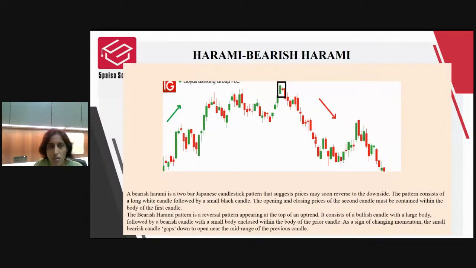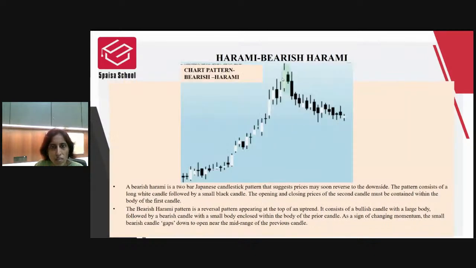As you can see, over here is another example of a bearish harami. You see it's in the uptrend. This candle is confirming that a reversal is going to happen, and that is what you witness. So this is usually observed in an uptrending market, a white candlestick followed by a black one. And the opening and closing prices of the second candle must be contained within the body of the first candle.